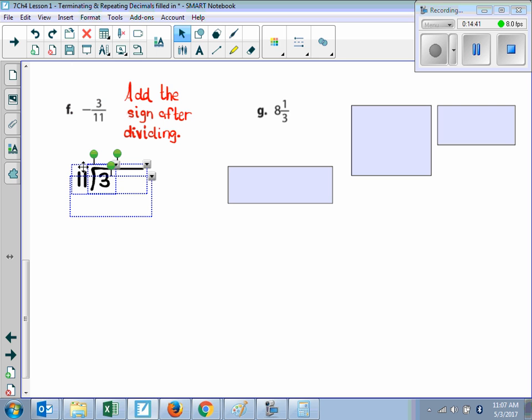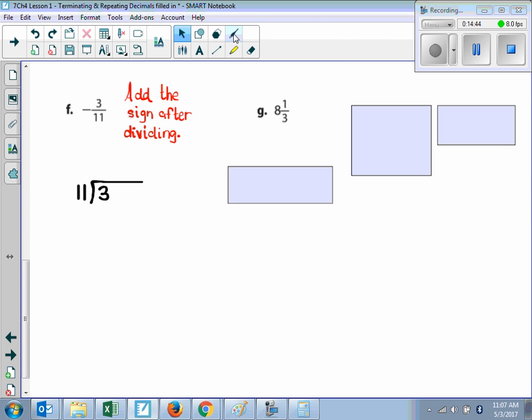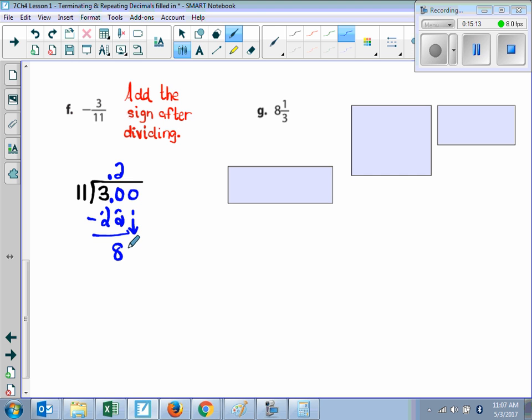So when we do that, and we're going to use our long division for this one, we're going to annex the 0 and bring that decimal up. How many times does 11 go into 30? 2 times. So 2 times 11 is 22. And then we subtract. So when we subtract, 30 minus 22 is 8. And then we're going to annex another 0. So we're going to bring that down. And how many times does 11 go into 80? 7 times. So 7 times 11 is 77.